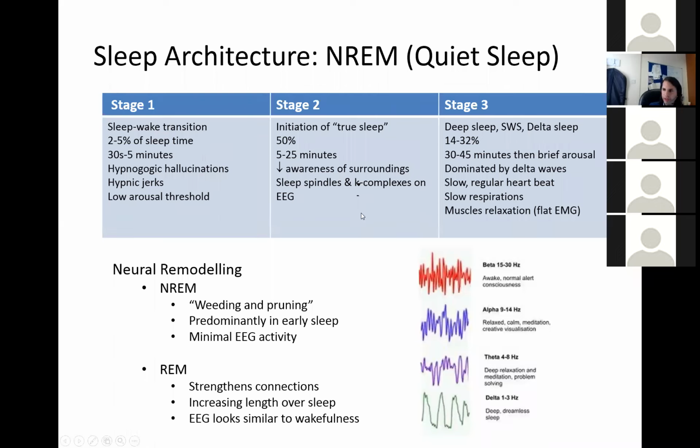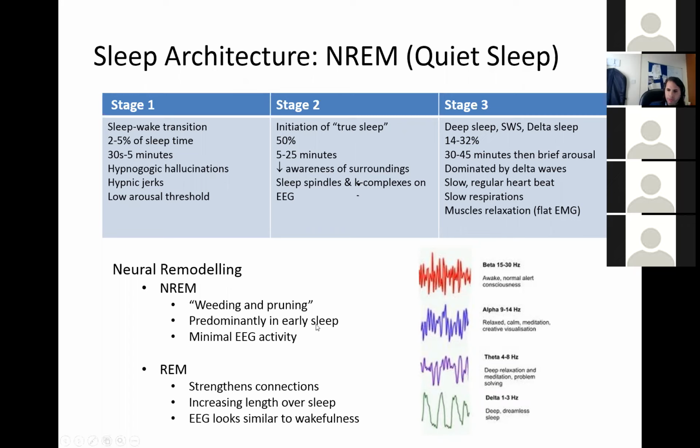And then in stage 3, a deeper sleep, also called slow wave or delta sleep, 30 to 45 minutes and a brief arousal. Your heart rate is slow and regular. Your breathing is slow and regular. And you'll see this on the later slides that I show you. And your muscles start to relax as well.